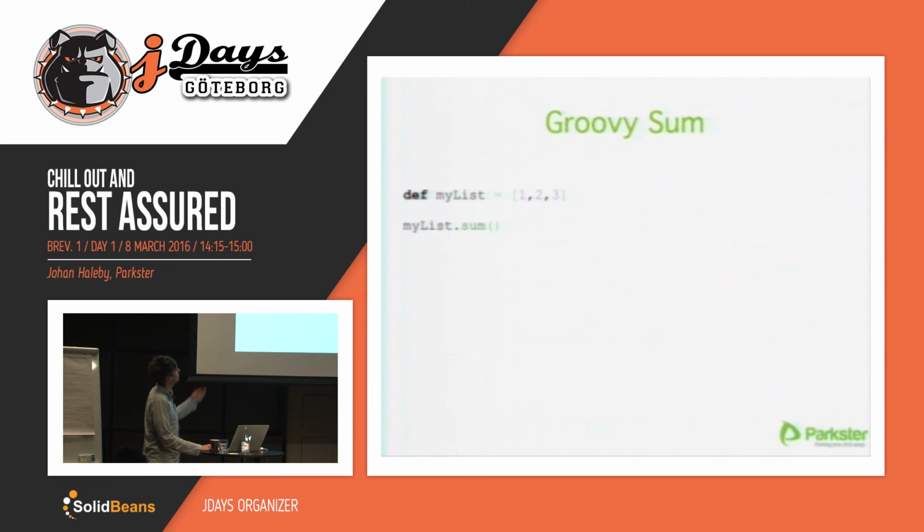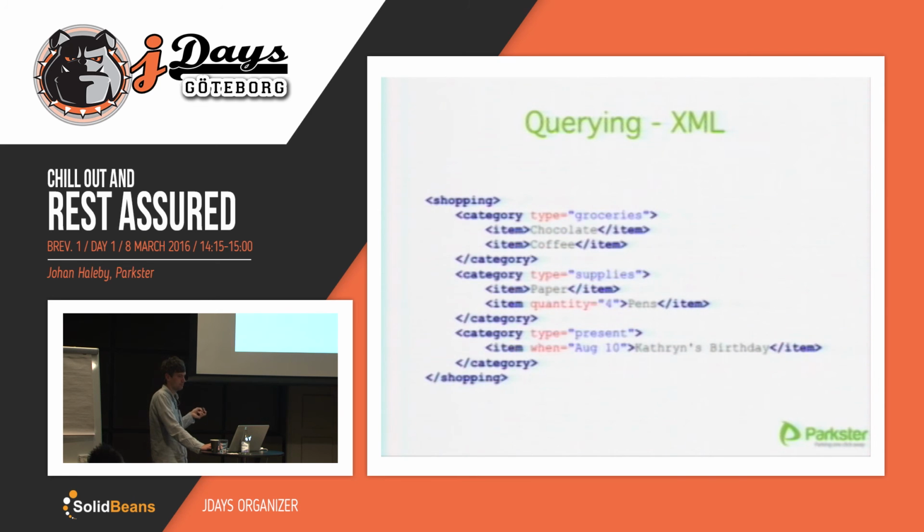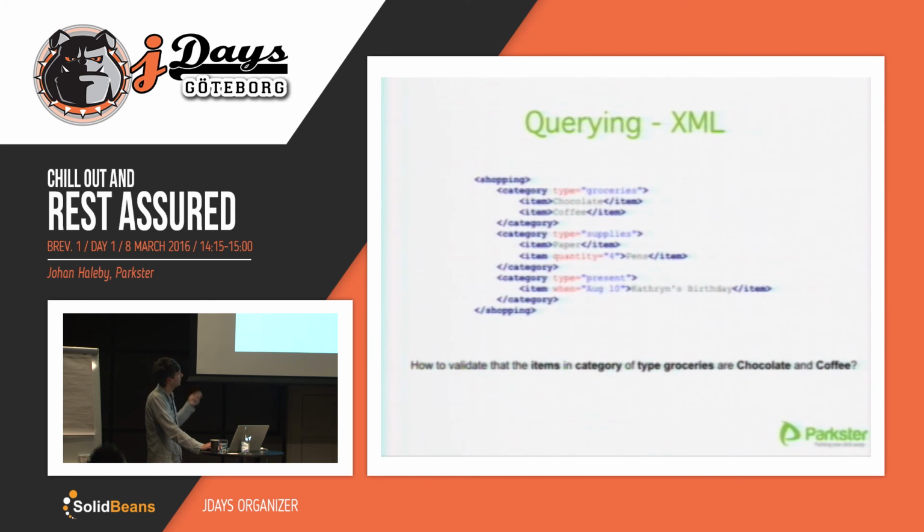And then you can do a sum. So then we just sum up the elements in the list here. So we got 6. So now we can use this in our queries. So let's see how we can actually solve the thing that I was talking about before. Like how do we validate that items of category of type groceries are chocolate and coffee?